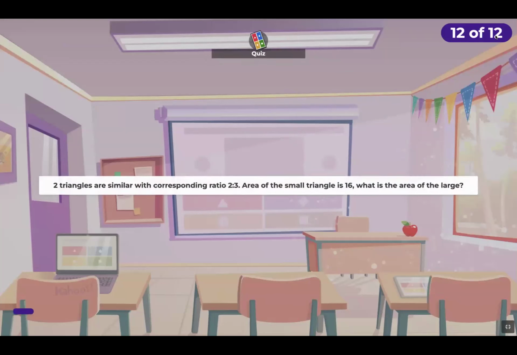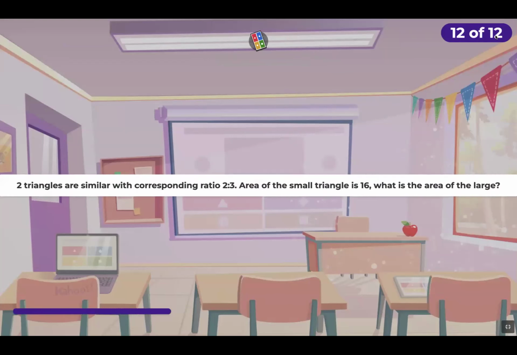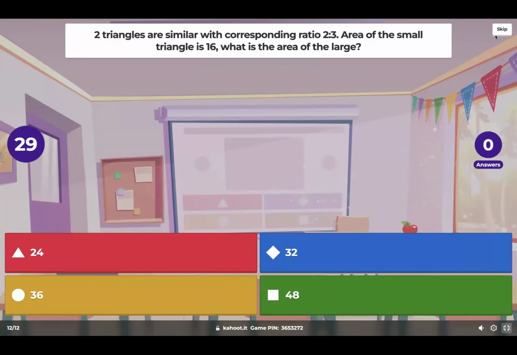Okay, last problem. Oh wait, I think this one's kind of cool.